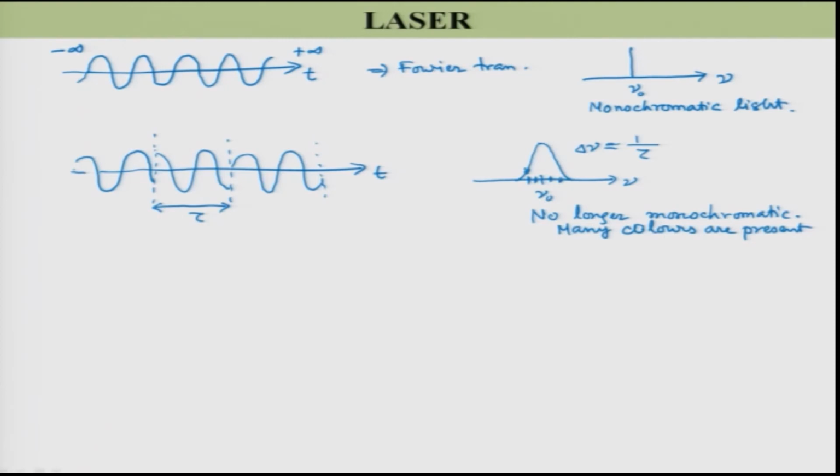On the other hand, if I can make this system keep on oscillating, then what you will get is a transformation from this high bandwidth to a very small bandwidth, that is, monochromaticity. So, I have to do something so that this system will oscillate forever, and that is done by this light amplification method.